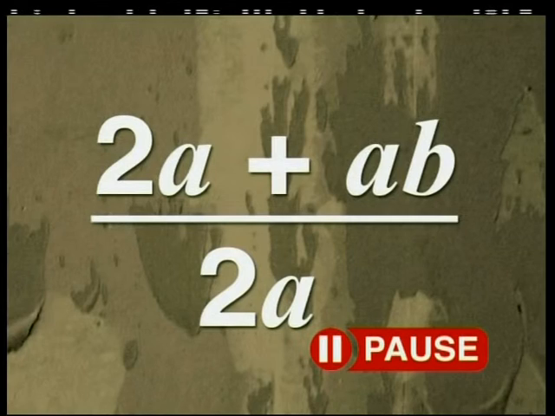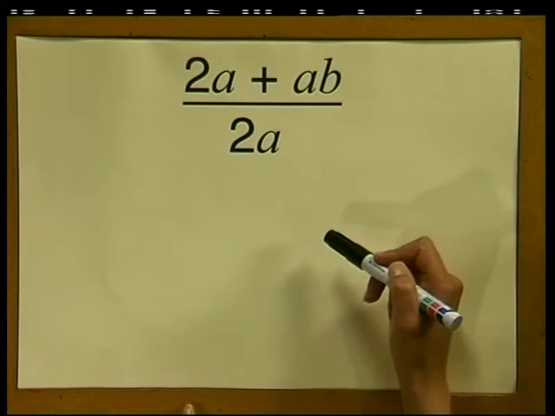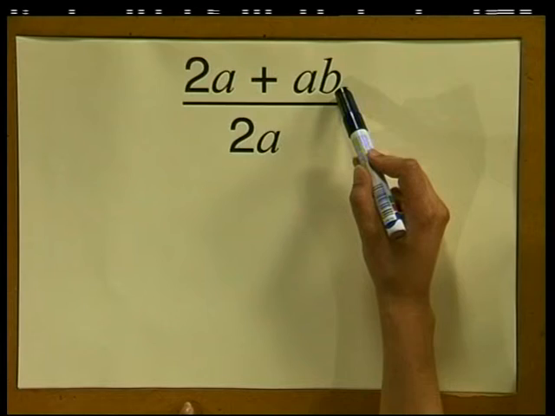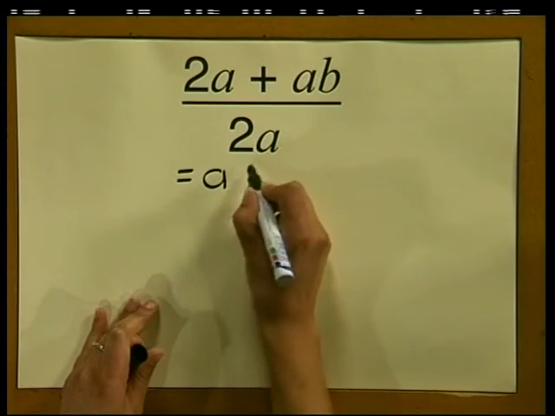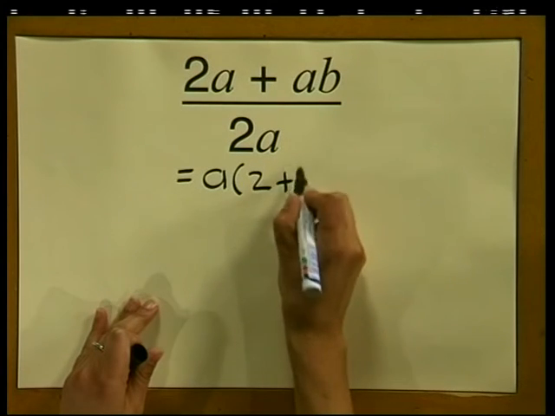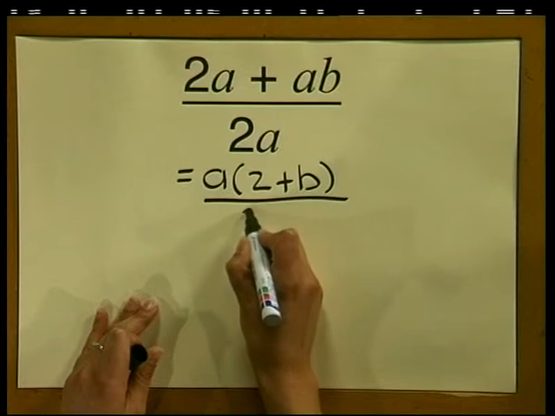Now let's move on to number 4. Can this fraction be simplified? What do you think? Are you ready for the answer? Yes, this one can be simplified. In this fraction, we can factorize the numerator first. The factors are a and then 2 plus b. And it's all divided by our factors 2a.